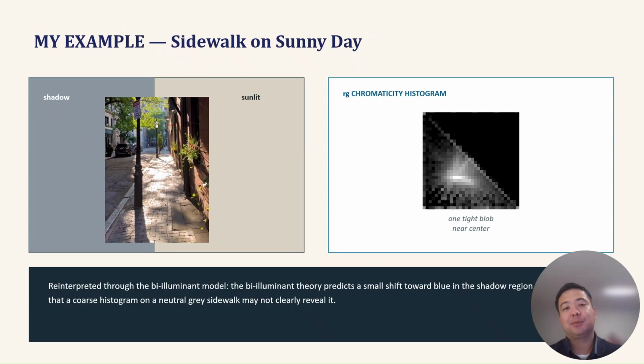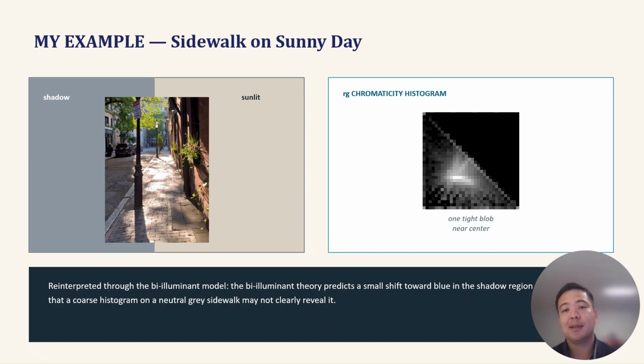So here's my example. A sidewalk on a sunny day. Here I have a cast shadow on a sidewalk on a sunny day and built an RG chromaticity histogram which plots pixel colors with the overall brightness removed. This should help show color differences even between a bright spot and a dark spot. What was found is that the sunlit part of the sidewalk and the shadow part landed in almost the exact same spot on the histogram, forming one tight cluster instead of two separate ones.